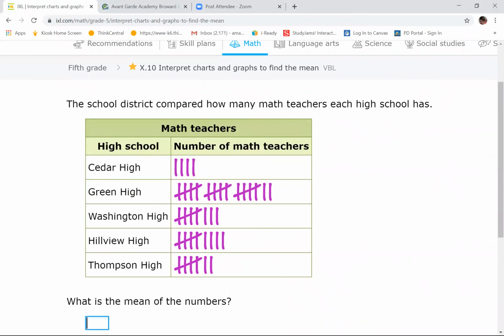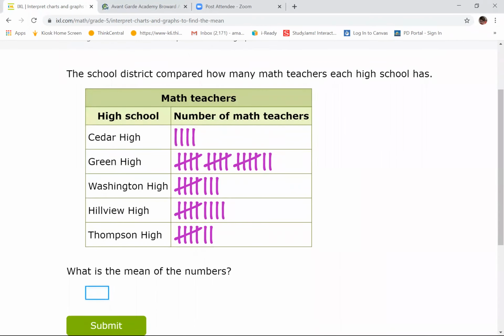Oh, my goodness, I love these. Here's another different one. Wow. So we had a line plot. We had a frequency table. What's this one called? We're counting tallies. This is a tally table or a tally chart. All right, the school district compared how many math teachers each high school has. So this is kind of like the one we did before, but instead of giving us the numbers, the frequency, they're giving us the tallies.